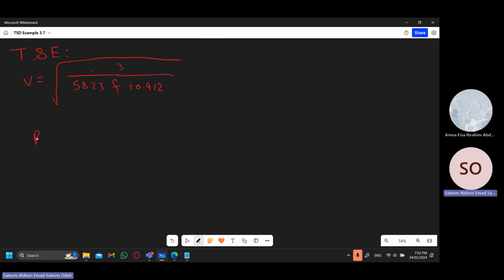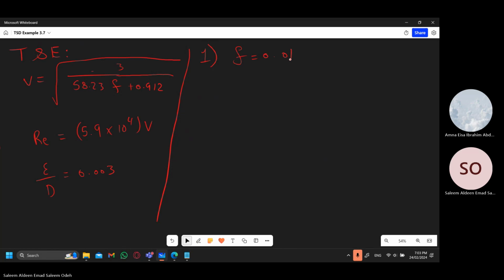Our second equation is for Reynolds number. And our final equation is roughness over D, which we said we'll use as 0.003. So in our first trial, we will assume the value for the friction factor to be equal to 0.01. And we will just plug this value into this equation so that we can get a velocity.